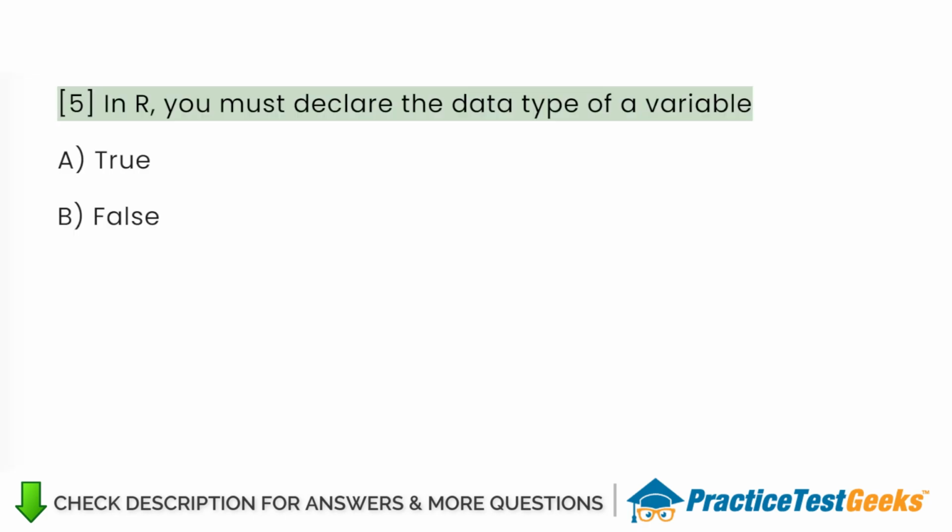In R, you must declare the data type of a variable. A. True. B. False.